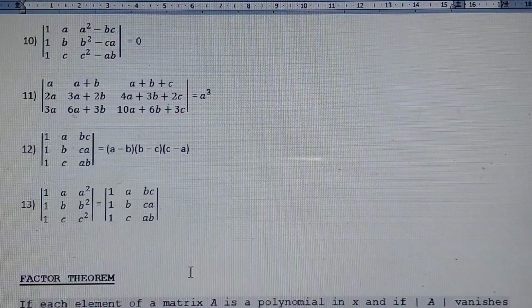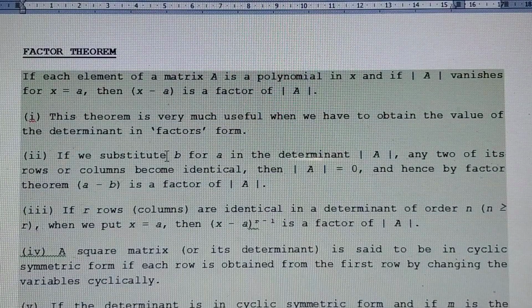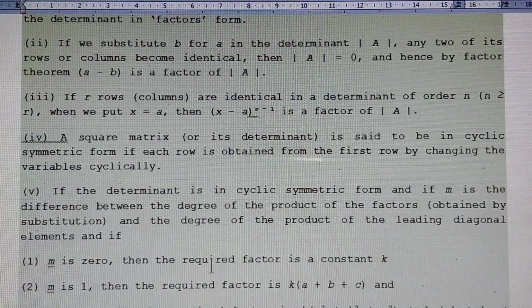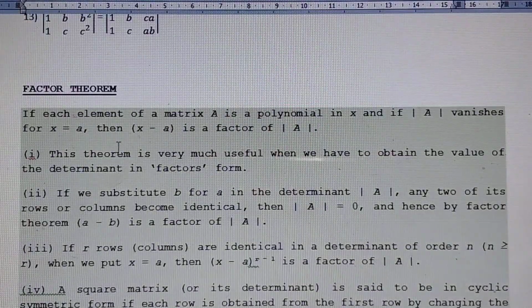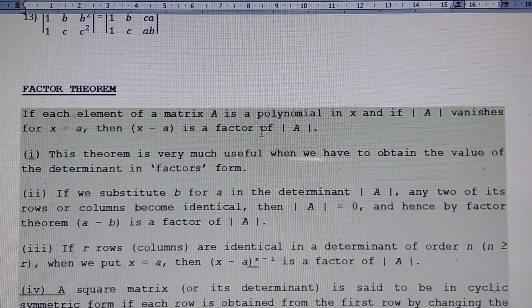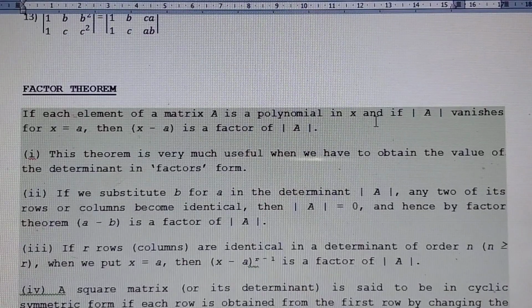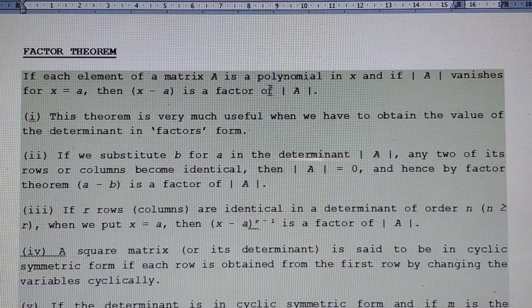Ayan, lipat tayo ng factor theorem. So, ito yung susundan lang natin sa factor theorem. If each element of matrix A is a polynomial, and if the determinant of A vanishes for x equals a, then x minus a is a factor. So, lilinawin natin yan kapag dinescuss natin yung mga example. This theorem is very much useful when we have to obtain the value of the determinant in factor form.